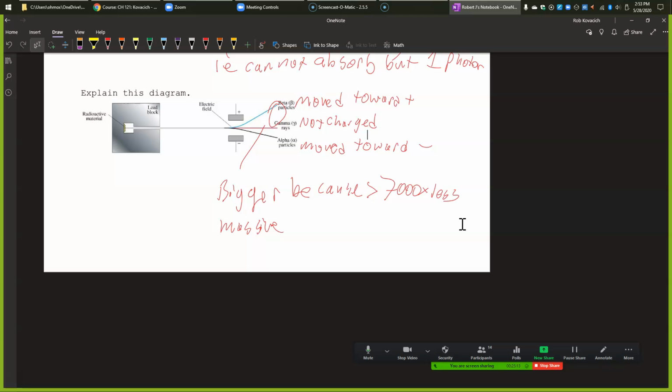Okay. I mean, this lead block radioactive material thing, where did we see this first? I don't remember. Anybody? I only know vaguely what we're talking about. We're talking about this right here. Yeah, I know what we're talking about. I don't remember what it was called or who did it. Well, was it the gold foil experiment? This is the gold foil experiment.